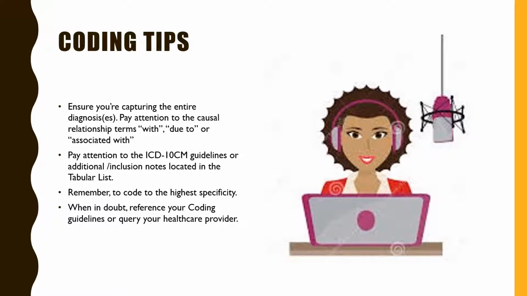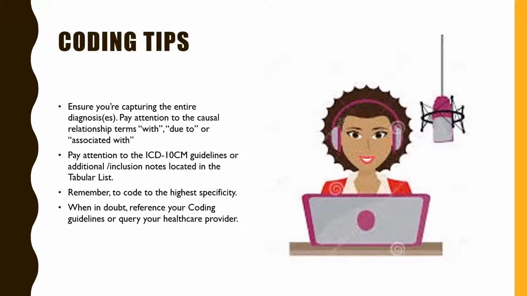In our coding tips, we want to ensure that we're capturing the entire diagnosis or diagnoses. In our first coding example, the patient had hypertensive heart disease with heart failure. And in our second coding example, the patient simply had hypertensive heart disease. We also want to ensure that the two codes or diagnoses have a causal relationship, as in the provider's documentation specified that it was with or without or due to.